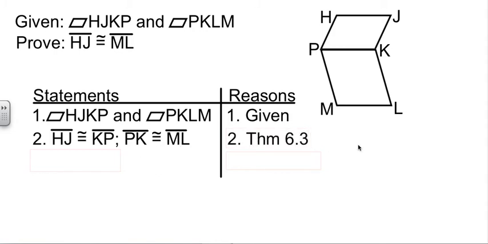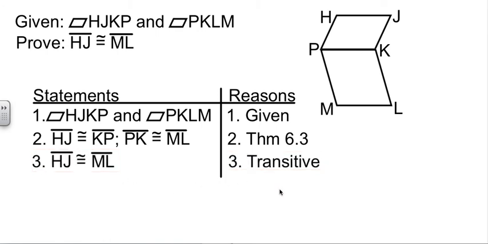Those are opposite sides, so it would be theorem 6.3. Unfortunately, it doesn't have a nice name, so I'm just going to have to stick with the number for it. If you wanted to write opposite sides of a parallelogram are congruent, you could do that. Well, now look at what we've said. They're both equal to the same segment KP, so that means they're equal to each other. That's the transitive property, or if you wanted to say substitution, that would work as well. So a nice, easy proof to ease you back into thinking about those.